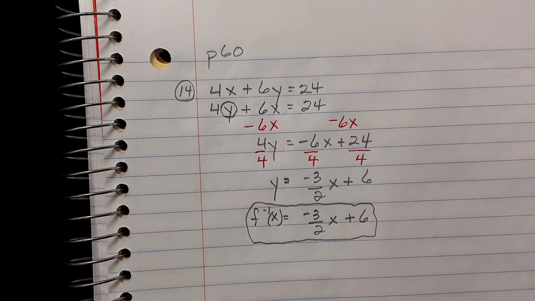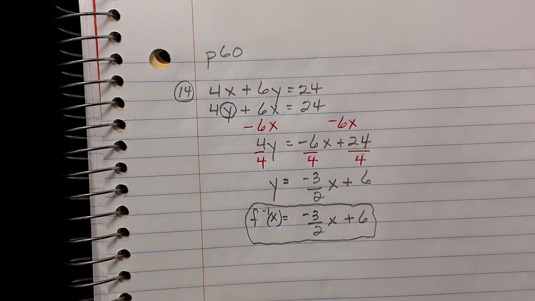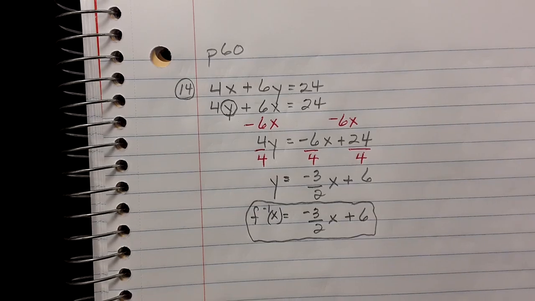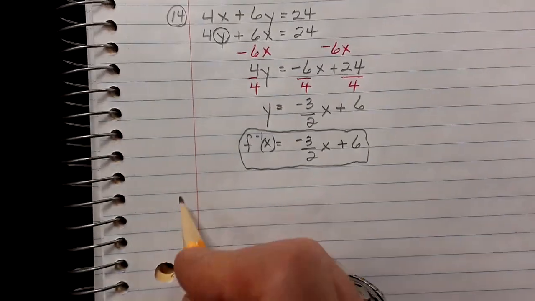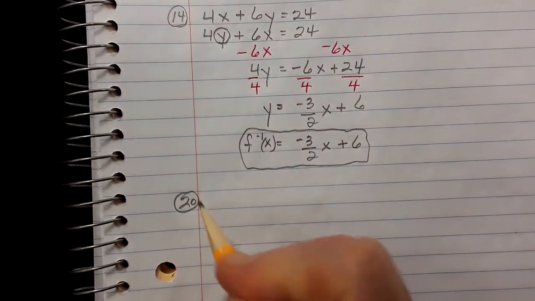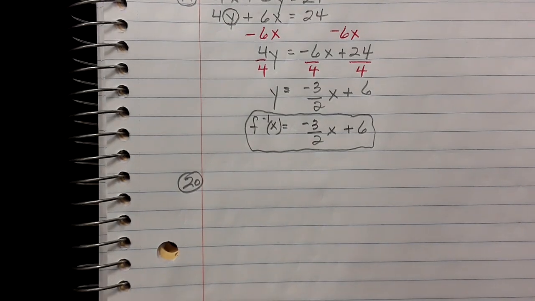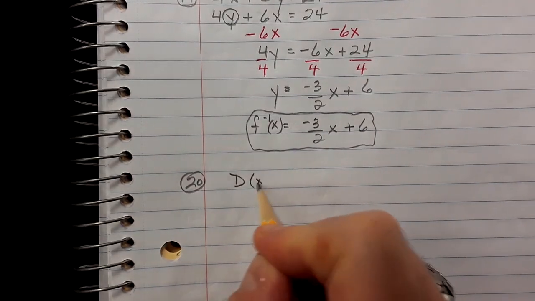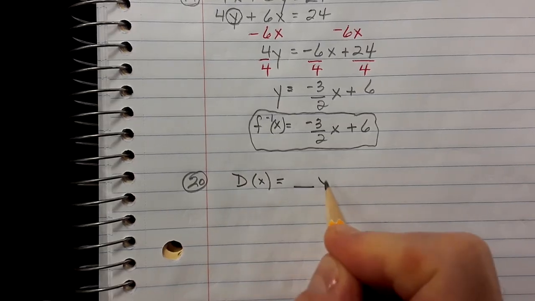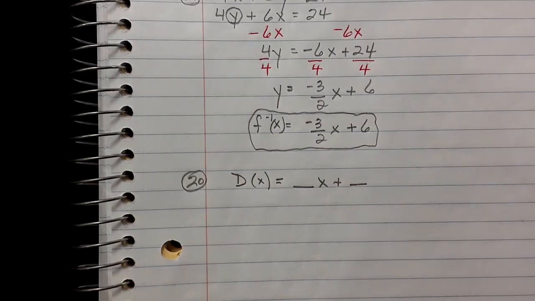All right, next one. Number 20? We don't have 20. This is the homework answer. 20 is on the homework answers. So write a function d of x for the total number of x. So d of x equals blank x plus blank, right?